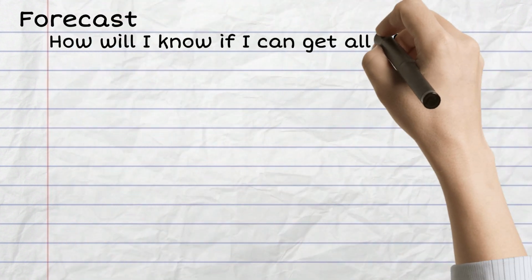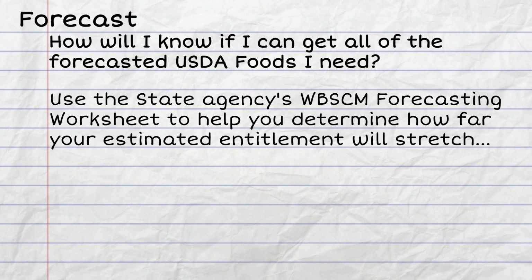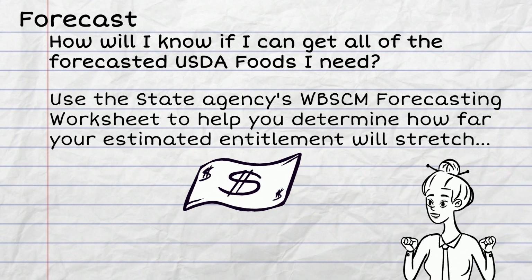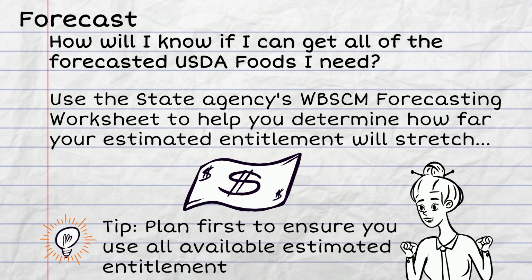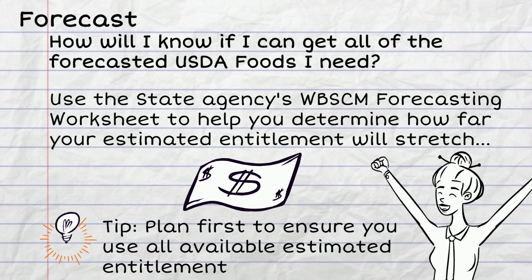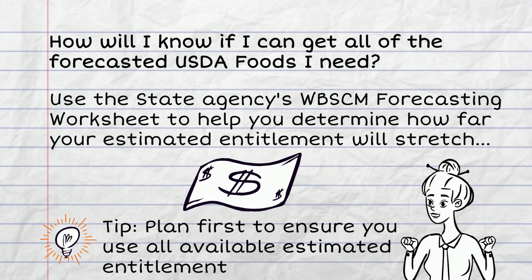How will I know if I can actually get all of the USDA Foods that I've forecasted? Use the state agency developed ordering worksheet to help you determine how far your estimated entitlement will stretch. Your tip: plan first to ensure that you use all available estimated entitlement by using that spreadsheet prior to placing requisitions in WebSCM.